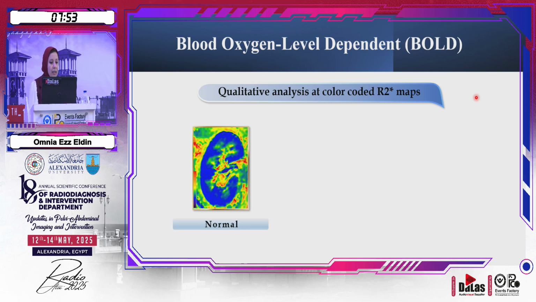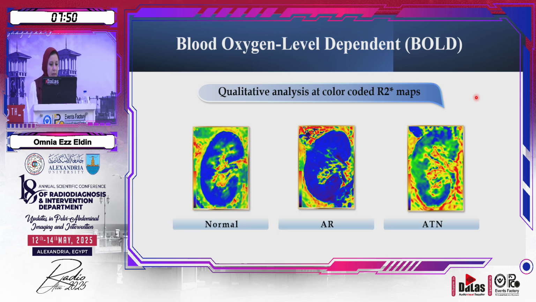Starting with the qualitative analysis, we had cases, for example, the normal graft that showed a cortico-medullary color gradient, where the blue color is seen in the cortex and the green, yellow, and even orange color is seen within the medulla. This denotes the high oxygenation level at the cortex compared to the medulla. This is the normal corticomedullary color gradient. However, in AR and ATN, this color gradient is lost.